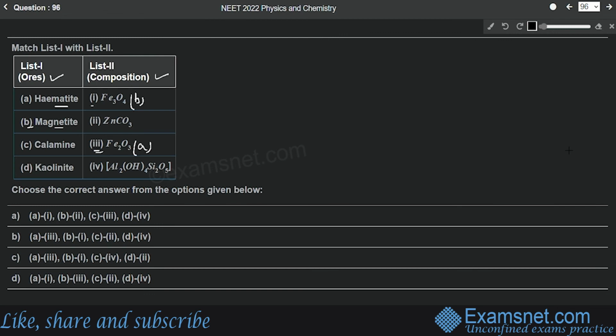Now next is calamine. What is calamine? It is zinc carbonate. And the last one is kaolinite. This is the ore of aluminium and it is hydrated aluminium silicate. So this is already correctly matched here. That means out of the given options, option B will be the correct answer.